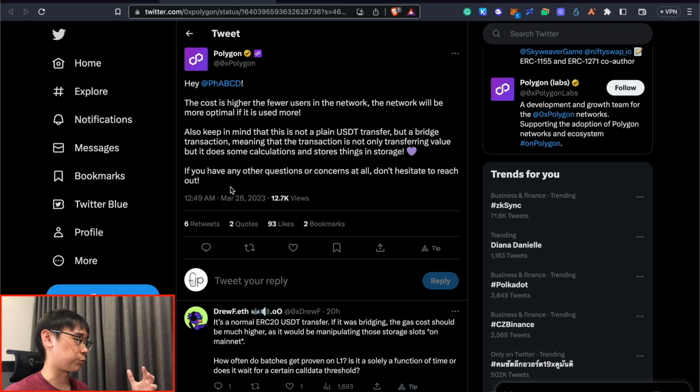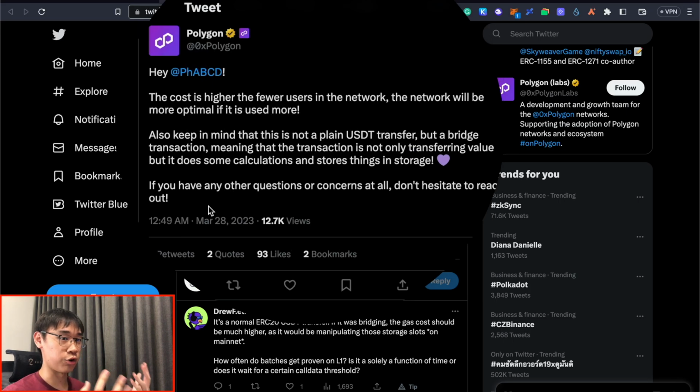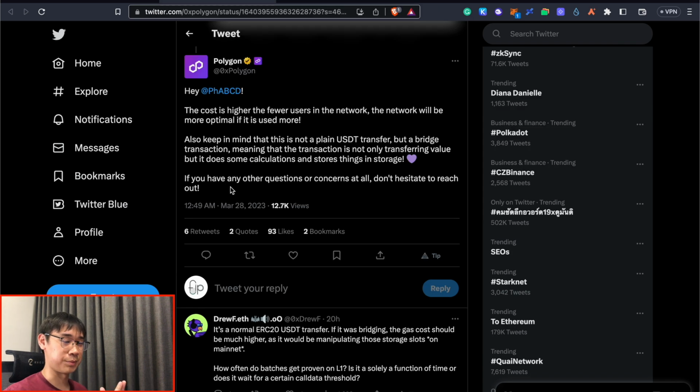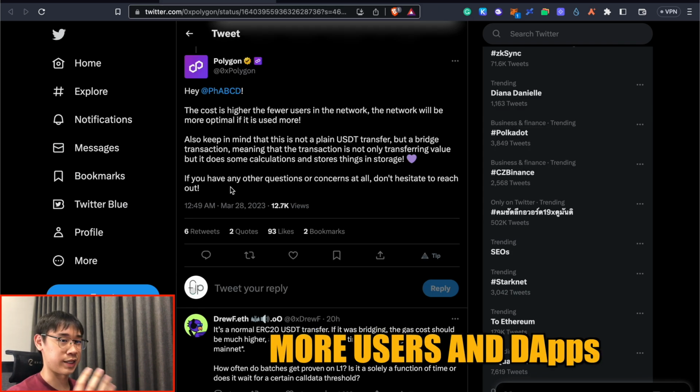Polygon did mention in this tweet that the gas fees will be lowered once there are more users on this network. This is most probably how the zkEVM works, and hopefully the fees will be much cheaper once there are more users and decentralized applications on this network. Another zkEVM layer 2 that you can try out is zkSync Era, and check out my guide here where I show you how to bridge your funds over to that network as well.